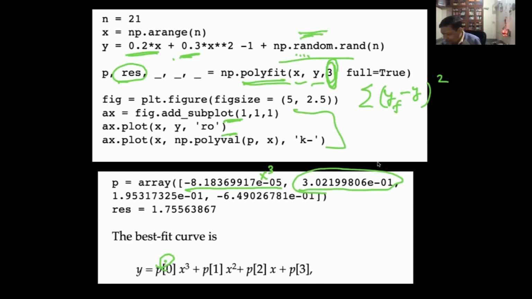0.3021, and the next one is the coefficient of x, which is here 0.2, and I get 0.195. The next one is minus 1 here, but I get minus 0.649. So it is not close to minus 1. So this function is different because of the noise.